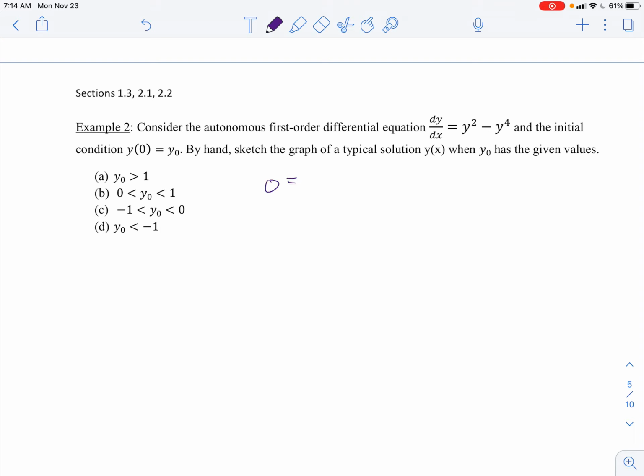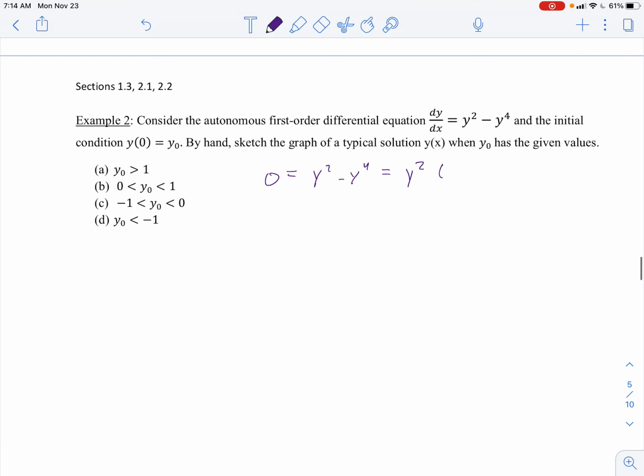So 0 is equal to y squared minus y to the 4th. Let's pull out a y squared. We get y squared times 1 minus y squared. Then we can factor that again, and we get y squared times 1 plus y times 1 minus y. Our zeros are going to be y equals 0, negative 1, and positive 1. These are our critical points.